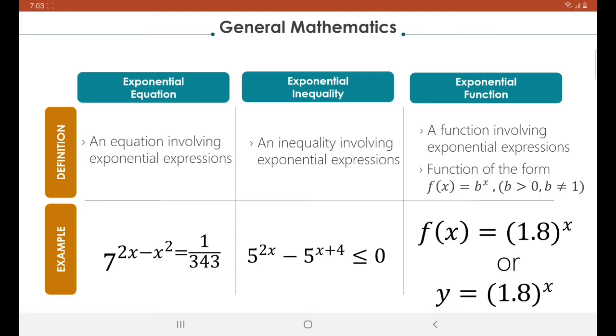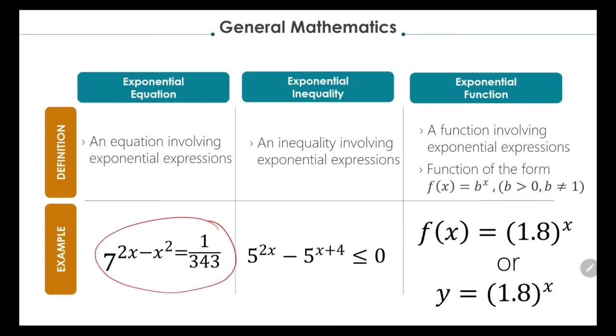Okay, so as you can see sa example natin, we have 7 raised to 2x minus x squared is equals to 1 all over 343. Kung mapapansin nyo, yung exponent ng base natin na si 7 ay 2x minus x squared. So, ibig sabihin, yung ating exponent dito ay with the variables.